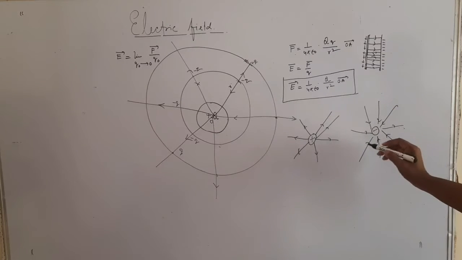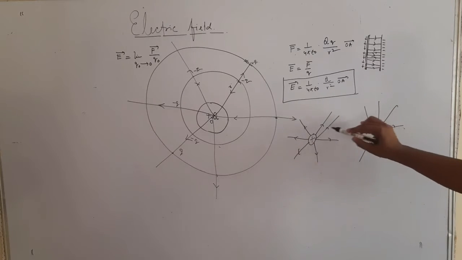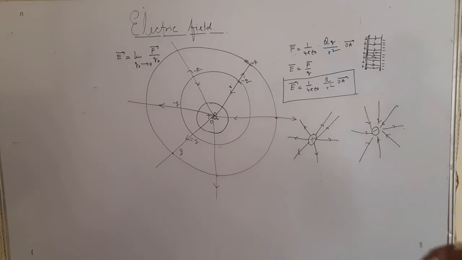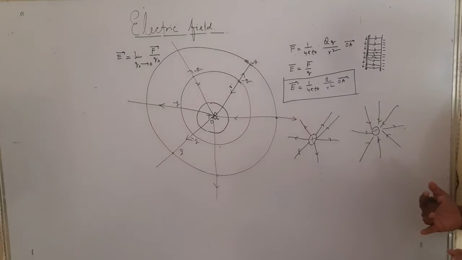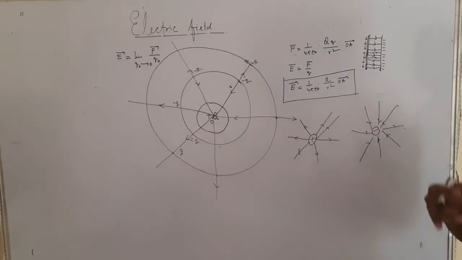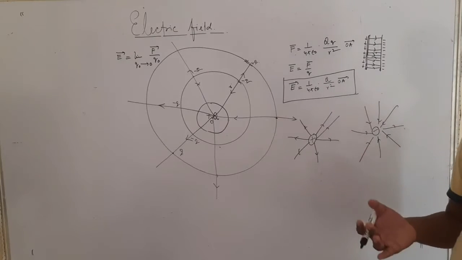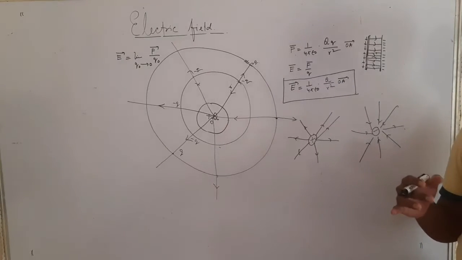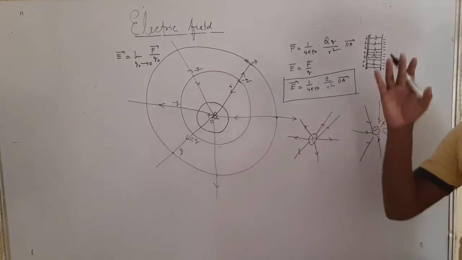And when you bring a positive charge, it will start moving from here to here. This is the basic idea and generalization of the electric field. So let me clear the screen, then I'll discuss another case, how you can find the derivation for the field due to a concentric circle, a ring, a bar, etc.